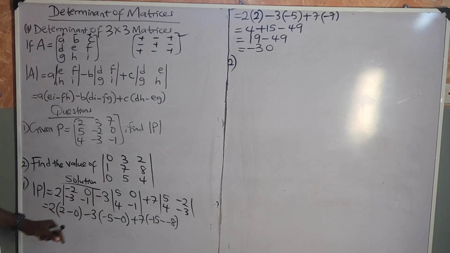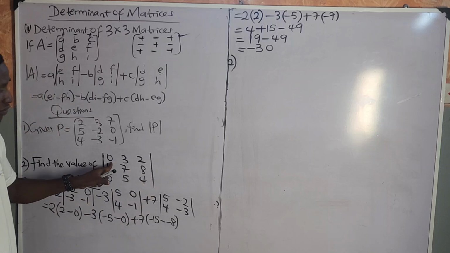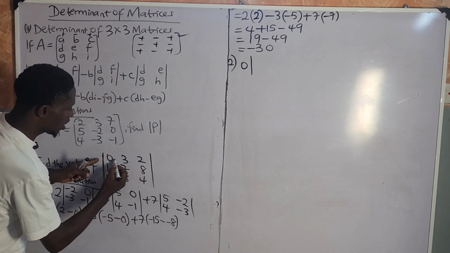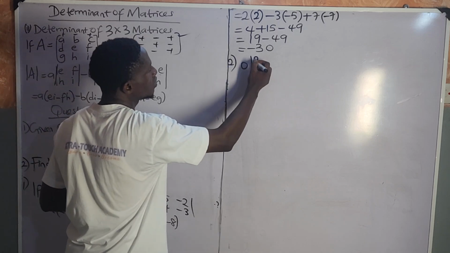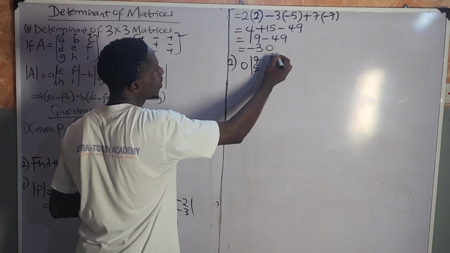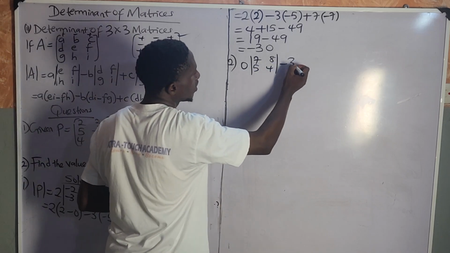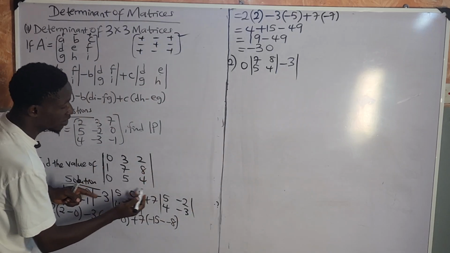So find the value of this. Whenever you have this, it's talking about determinant. So let's pick the first value. We have 0, then it will cancel this and this. So we are left with 7, 8, 5, 4. 7, 8, 5, 4 minus the second element is 3. It will cancel its position here and here. We are left with 1, 8, 0, 4.